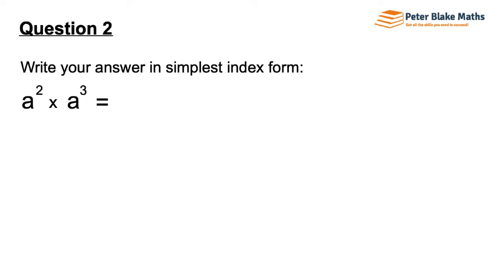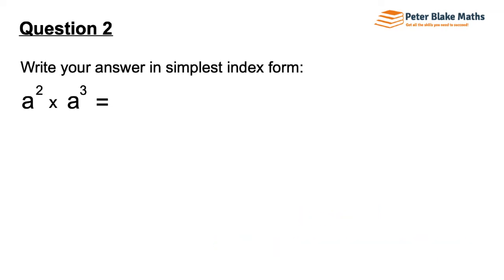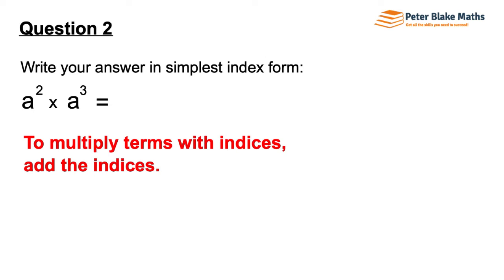Question 2. Write your answer in simplest index form, A squared times A to the power of 3. To multiply terms with indices, we add the indices. So A squared times A cubed is A to the 5. We added the 2 and the 3 together.